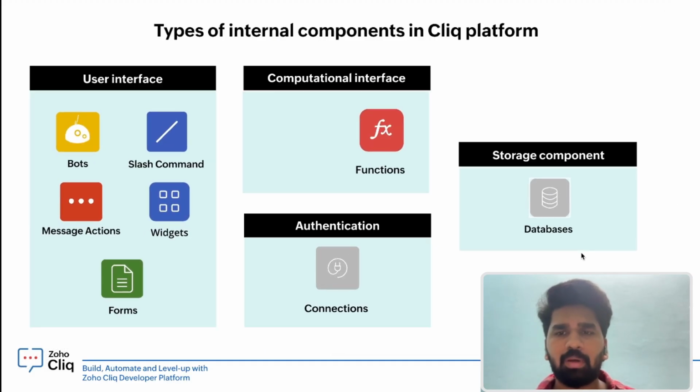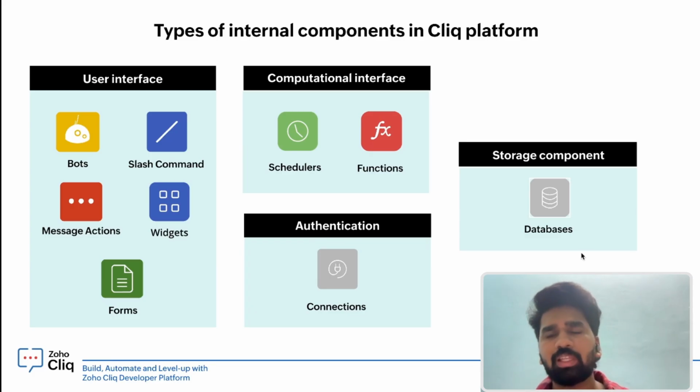Let's do a quick brush up on the internal tools and components that make up the Cliq low-code developer platform before looking at them in detail. At the UI level, we have bots, widgets, slash commands, message actions, and forms that help you to create interactive user experience. These are supported by logic elements like functions and schedulers that drive the automation behind the scenes. For authentication, we use connections to securely connect with third-party apps. And for data storage, the platform offers built-in databases that support multiple data types with encryption to keep your information secure.